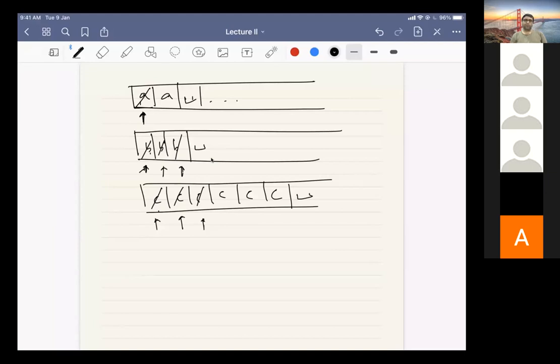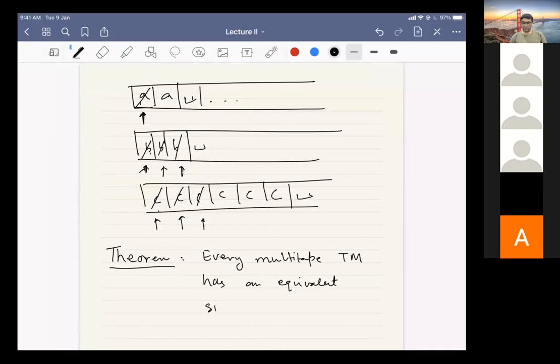Now, the bigger question: is there anything else that we get from a multi-tape Turing machine? And we have a theorem here. I think some of you might have guessed what kind of theorem we would have. It says that every multi-tape Turing machine has an equivalent single tape.